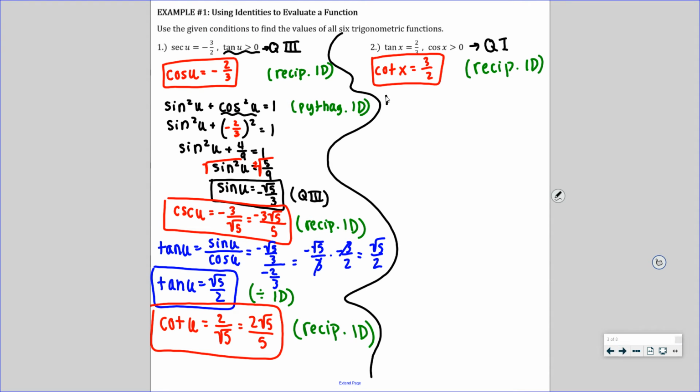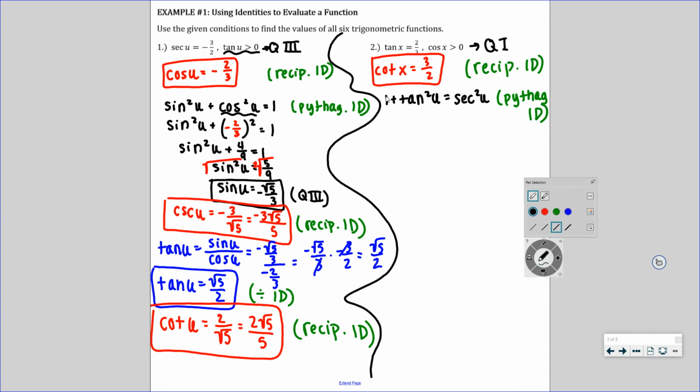1 plus tangent squared of an angle is the same as the secant squared of that angle. That's one of our Pythagorean identities. All right, we're given the tangent value 2/3.